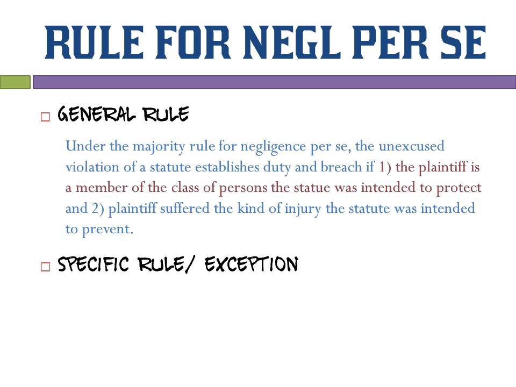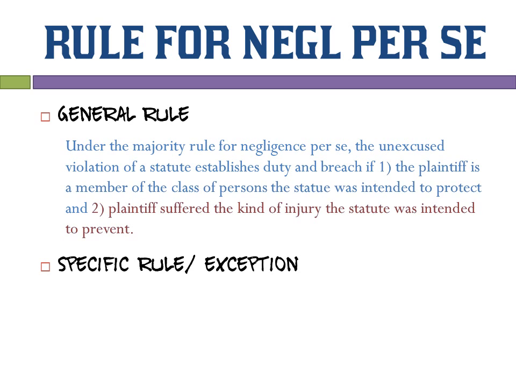Third thing, you need to analyze whether the plaintiff is a member of the class of persons the statute was intended to protect. Now, how are you supposed to know that? Well, basically, you have to look at the language of the statute and say, why do I think the legislature passed this statute? What were they trying to accomplish? Who were they trying to protect? And you make an argument that the statute was probably intended to protect these kinds of people, or people in this class of persons.